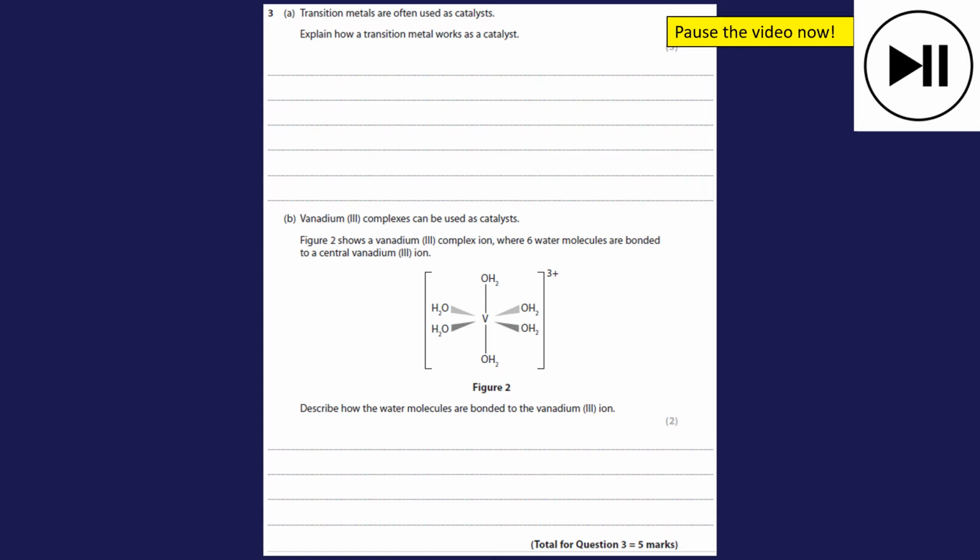Part B. So we've got a complex here. Describe how the water molecules bond to the vanadium. Well, what happens here in any transition metal complex, this water is classed as a ligand. I don't need to use that word here though, but that's classed as a ligand. What happens is there's a lone pair of electrons on the oxygen in this case, because it's the oxygen that's bonded to the vanadium metal. There's a lone pair of electrons on the oxygen that are donated to the vanadium to form a bond.